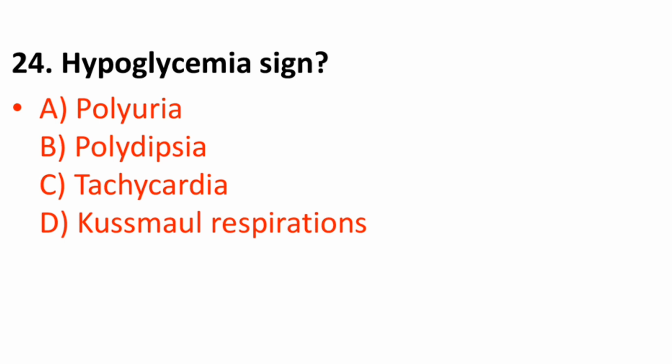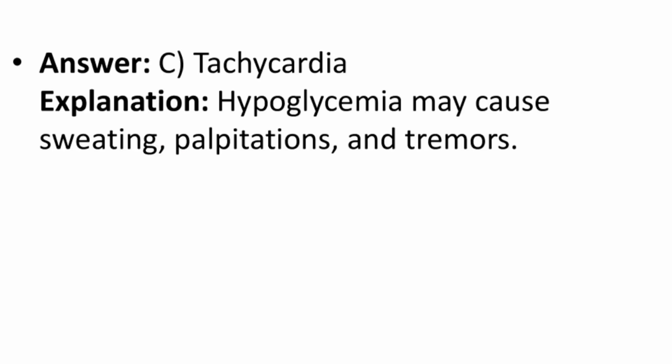Sign of hypoglycemia. Option A, polyuria. Option B, polydipsia. Option C, tachycardia. Option D, Kussmaul respiration. The correct answer is option C, tachycardia. Hypoglycemia may cause sweating, palpitations and tremors. Then, next question.